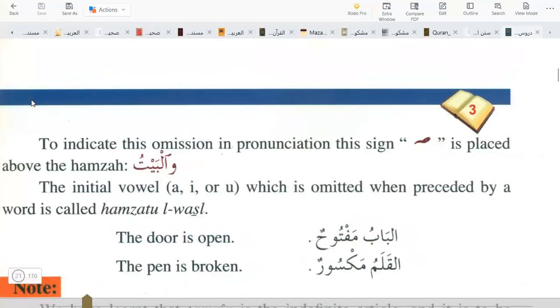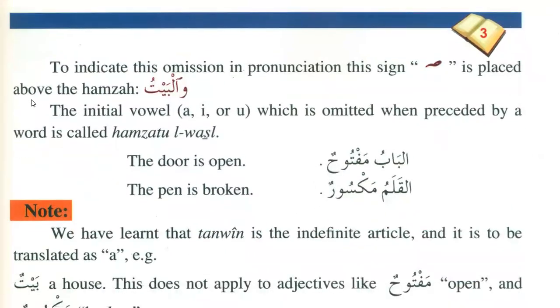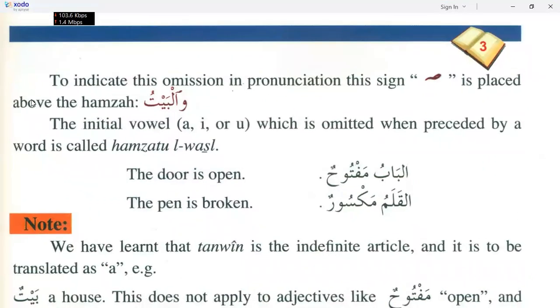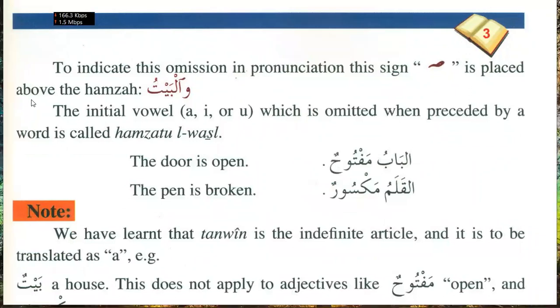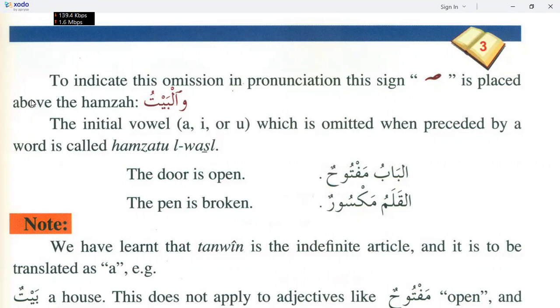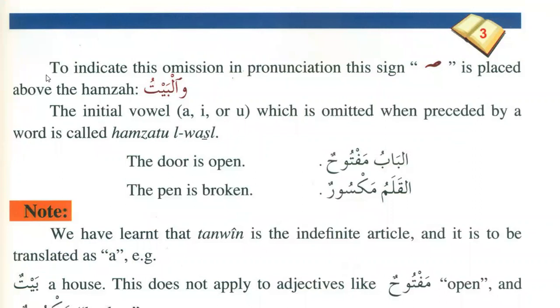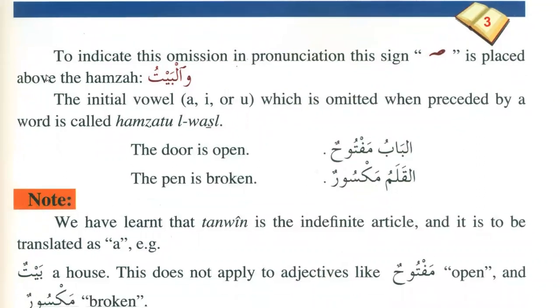And this alif, how do you call that? Hamzatul wasl. Is it a Hamzatul wasl? Yes, it is a Hamzatul wasl. Miss Mahbuba, you read this. The initial vowel alif, fatha, kasra, or damma, which is omitted when preceded by a word, is called Hamzatul wasl. To indicate this omission in pronunciation, this sign is placed above the hamza.